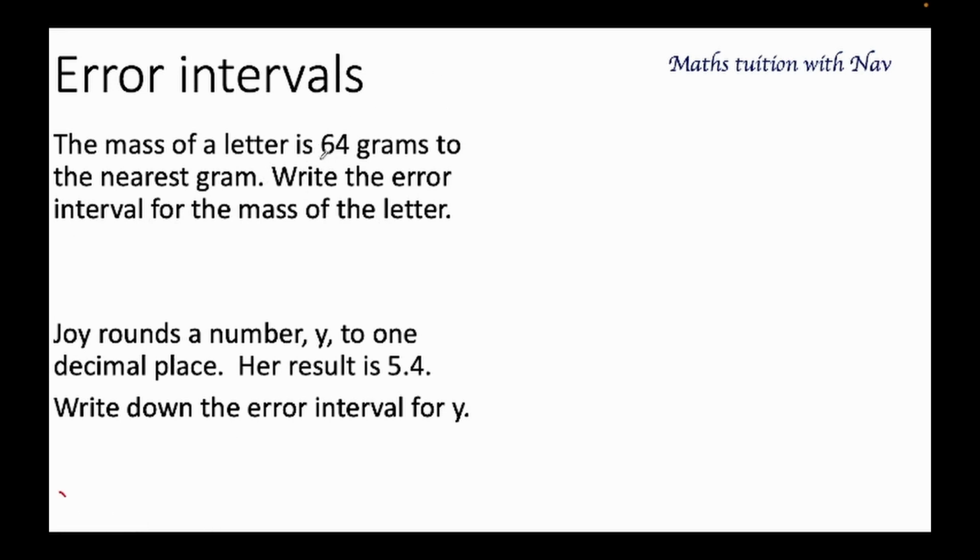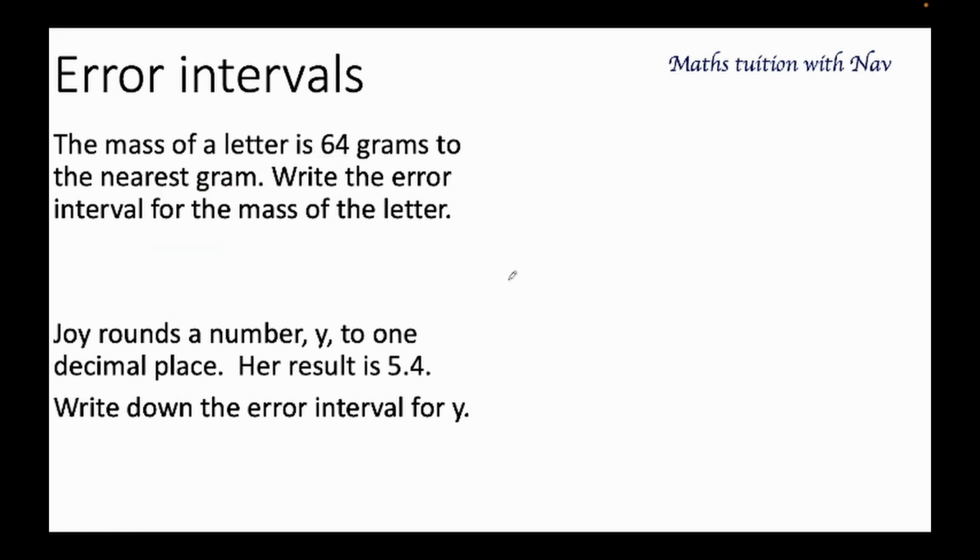Now the letter is 64 grams to the nearest gram. If we think about this, what could this number have been? This number could have been 64.2. It also could have been 64.3. Or maybe 63.5, 63.6. Now if you think about it, we're going to have quite a few options. So what we need to do is write an error interval, a place where all the numbers can exist. So we're going to need the smallest number it could have been and the biggest number it could have been. We're going to use crocodile mouths, the inequality signs, to help us with that.